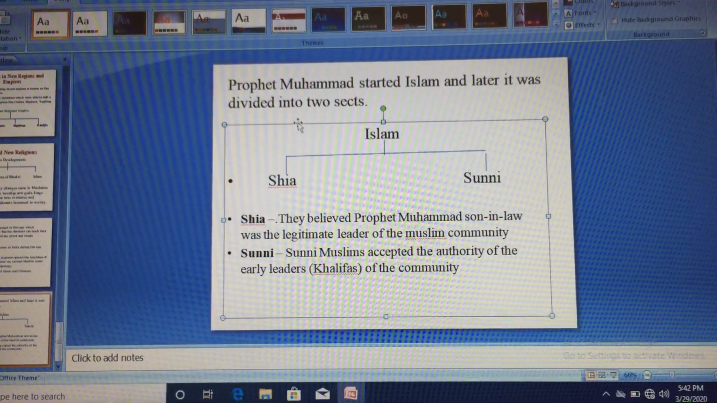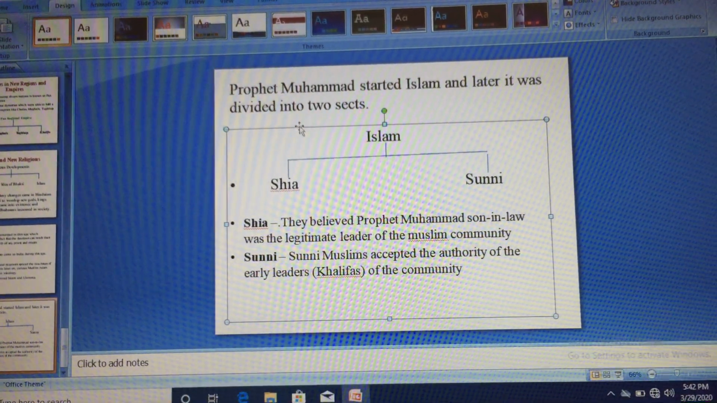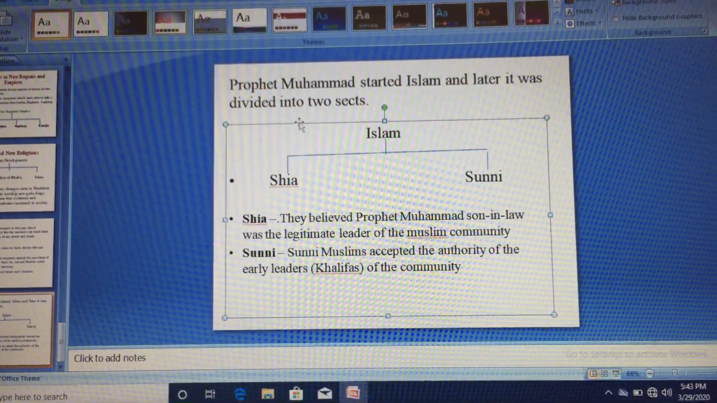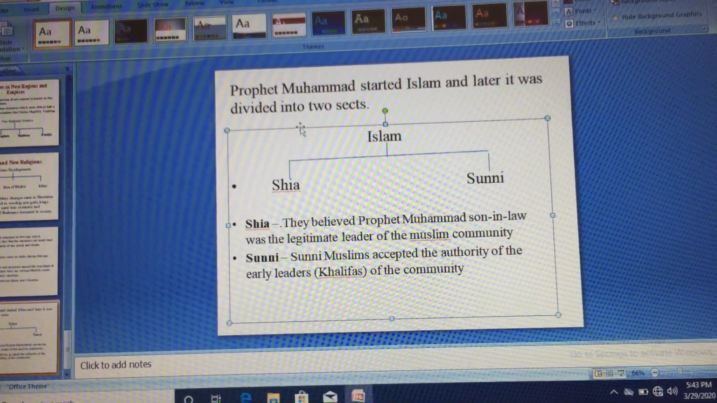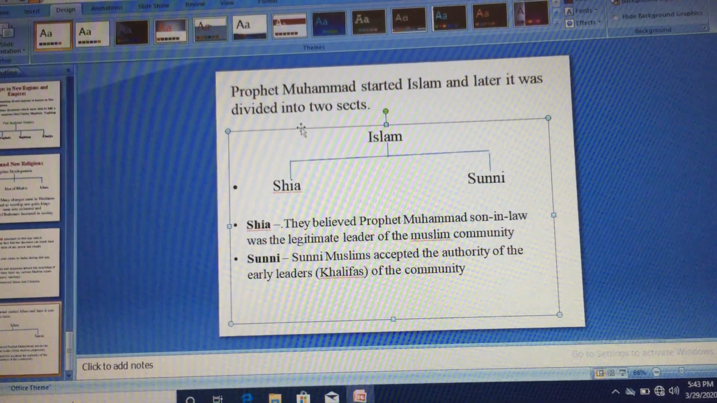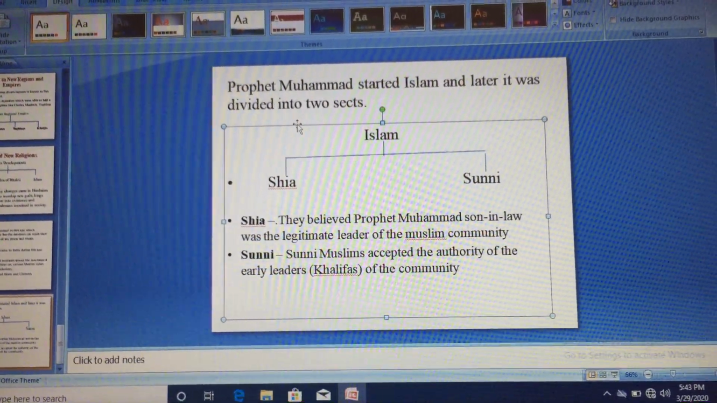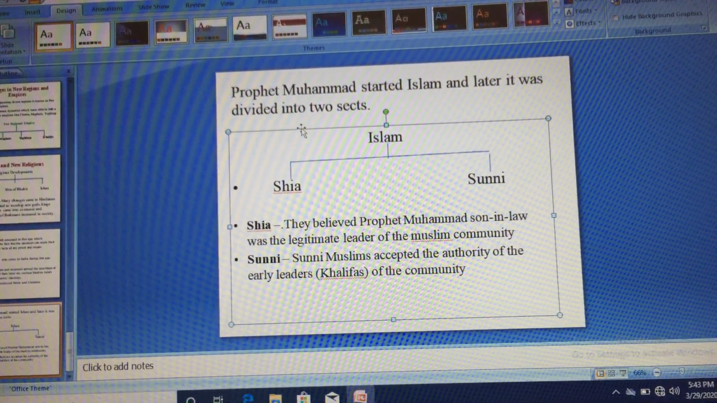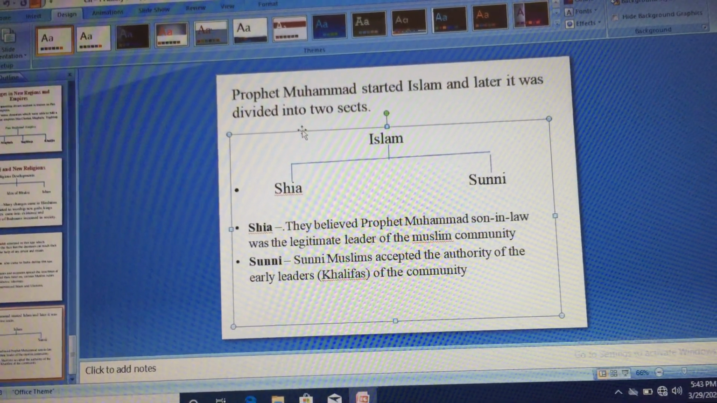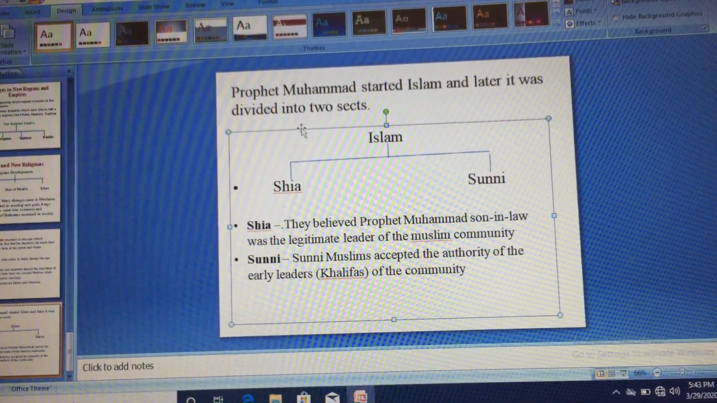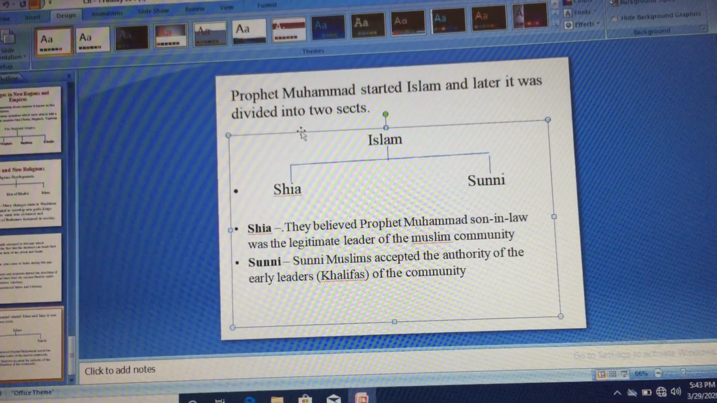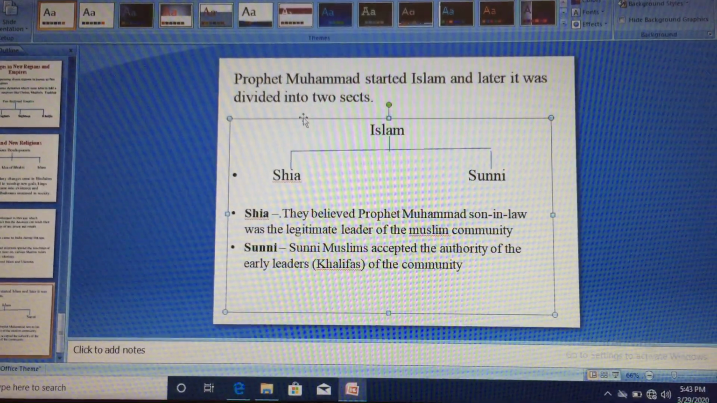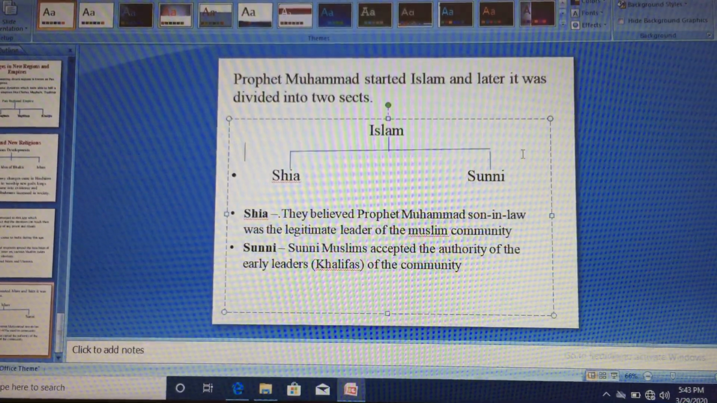The Shia were the people who believed that Prophet Muhammad's son-in-law was the legitimate leader of the Muslim community. Prophet Muhammad's son-in-law's name was Ali. Those who accepted Ali as the leader of the Muslim community were called Shia. On the other hand, there was a group of people, the Sunni, who accepted the authority of the early leaders, who were called Khalifa. Those who accepted the authority of the Khalifa were called Sunni. So in this way, Islam was divided into two sects, Shia and Sunni.